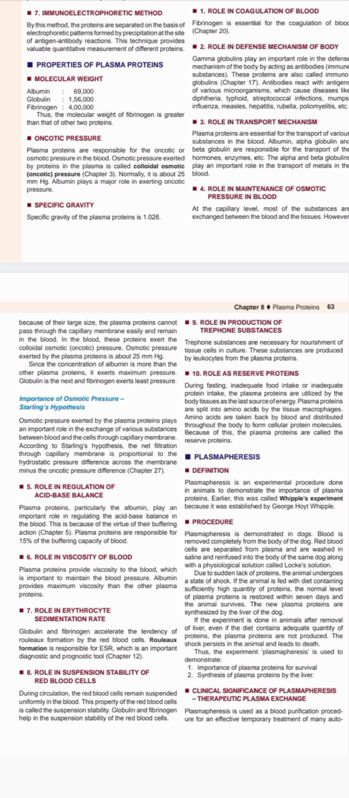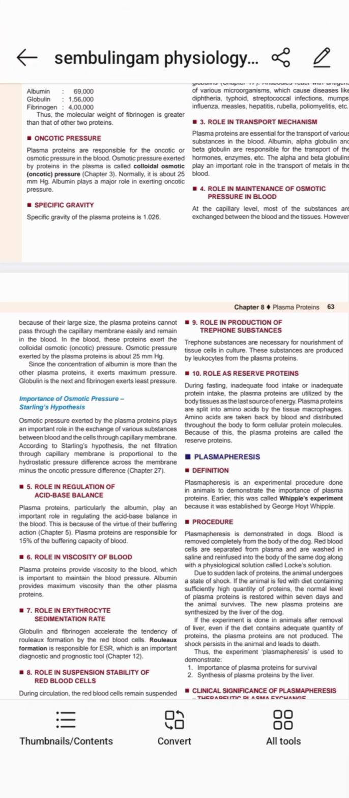Role in suspension stability of RBC. During circulation, RBC remains suspended uniformly in the blood. This property of RBC is called suspension stability. Globulin and fibrinogen help in suspension stability of the red blood cells.